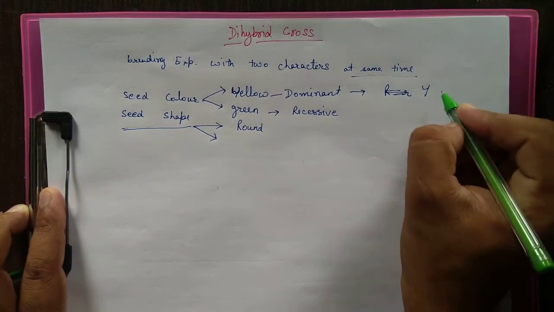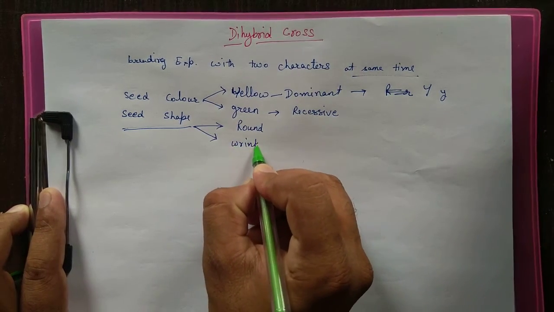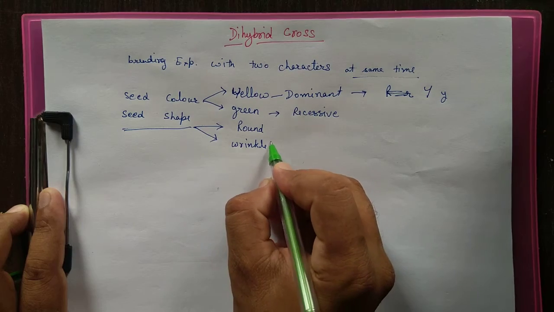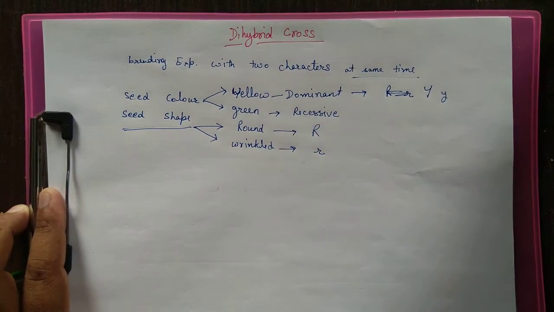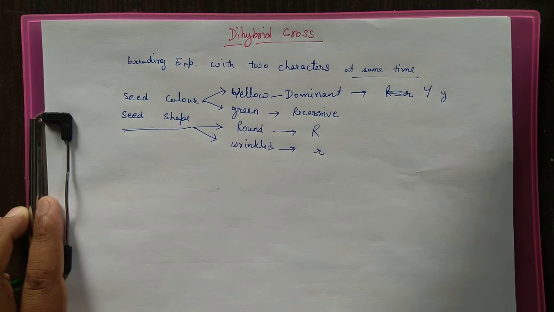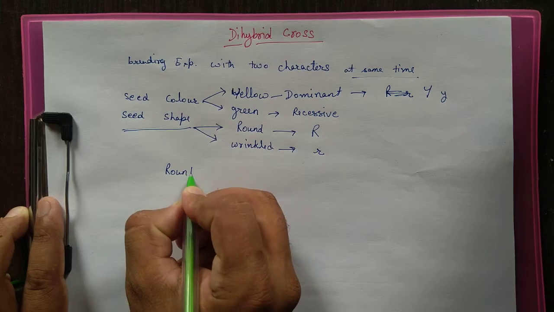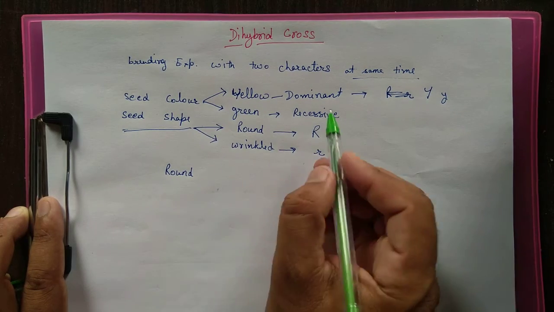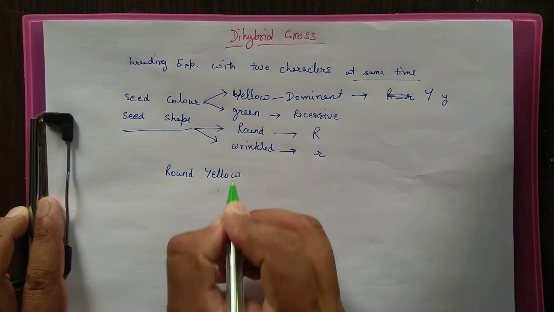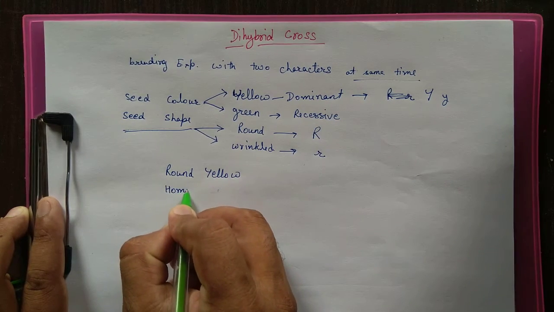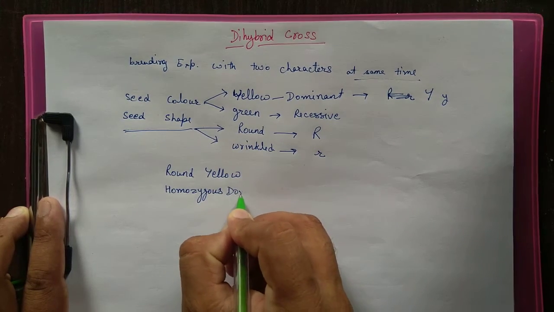It is denoted by capital Y and small y. Round and wrinkled: for round, capital R, and for wrinkled, small r. So here we have a composition of pure dominant round and yellow, the homozygous dominant.